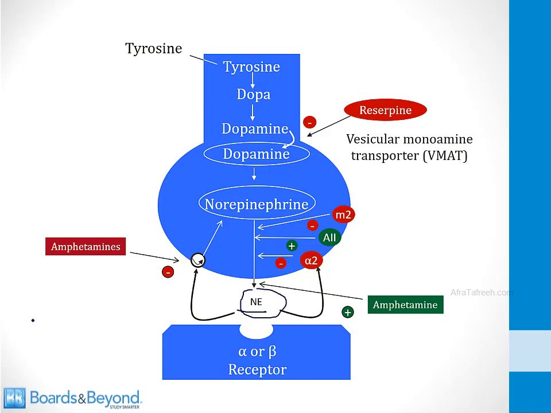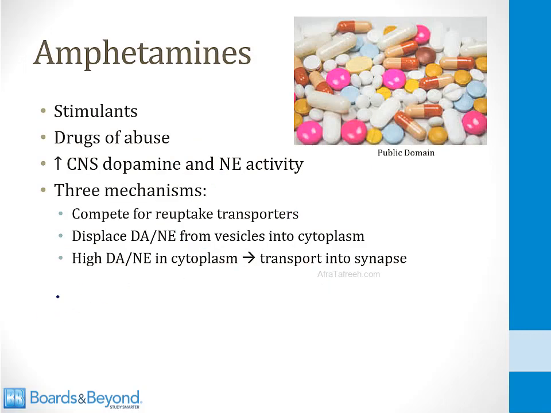Cocaine and tricyclic antidepressants can also inhibit the reuptake of norepinephrine. Tricyclic antidepressants are used to treat depression. Cocaine is a drug of abuse. Both of these can increase the amount of norepinephrine because they block its reuptake, and that's how they exert their effects. I'll go into a little bit more detail about amphetamines because these drugs have multiple effects on this system, and they like to test this on step 1.